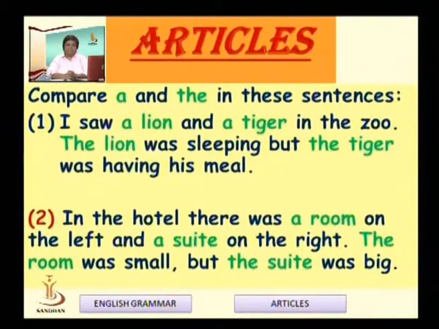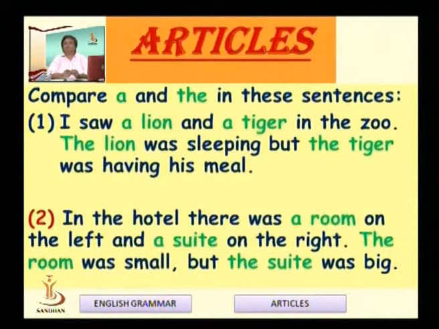Look at the second one. In the hotel, there was a room on the left and a suite on the right. Okay, in the hotel there was a room on the left and a suite, a suite is a larger room, on the right. The room was small, but the suite was big. Now, once again, the same logic comes here. There was a room, one room amongst hundreds of others that are there in the hotel, a suite among various 10 or 20 suites that the hotel has.